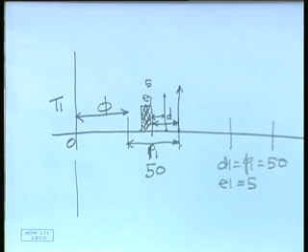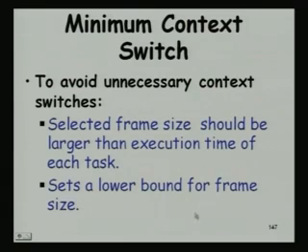So, the first constraint that we are discussing is to set the frame size by considering the minimization of context switch. Here we are assuming that to avoid context switches, the frame size should be larger than the execution time of each task. Each task, exactly. Suppose the set of tasks that we have is characterized such that most of the tasks are very less time consuming. Only one task is there which takes a lot of time.